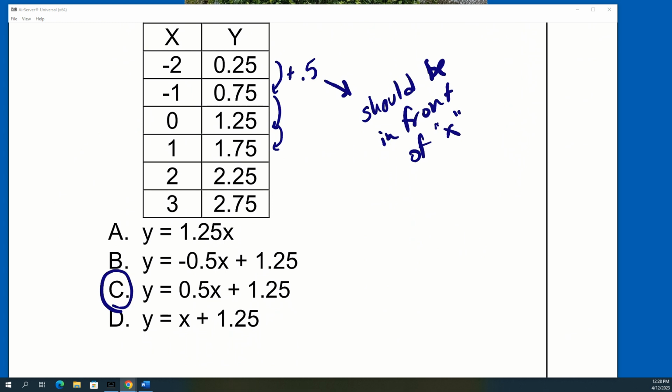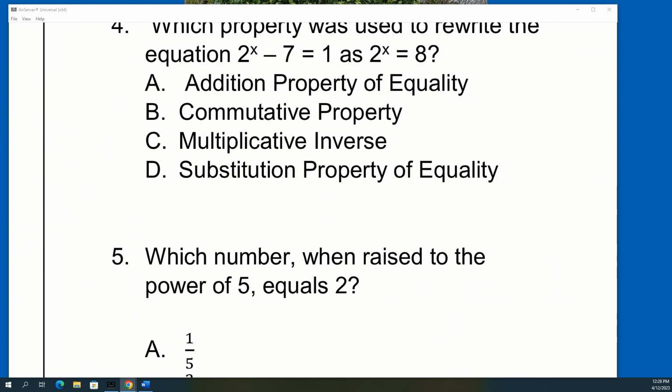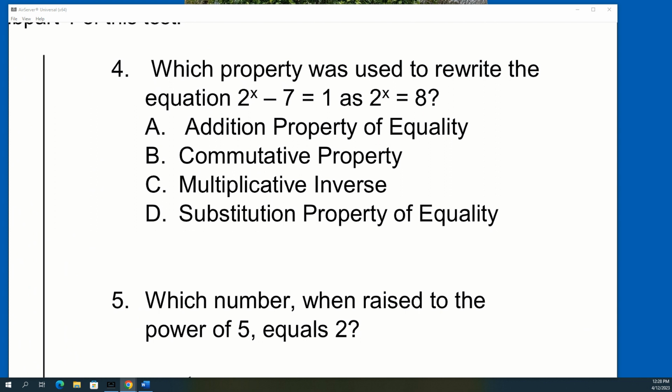All right, let's look at number 4. Now, I will admit, I did not teach you all about properties because I don't think they're important for what you need to learn in this class. But if you look at this first one and compare it to this, what happened? What did somebody do? To get from this to this, you added 7. So which property do you think that is? A, because you added. Adding something to both sides is the addition property of equality.